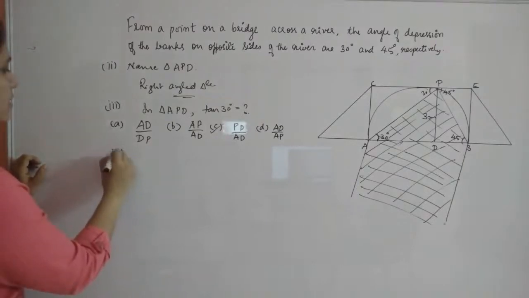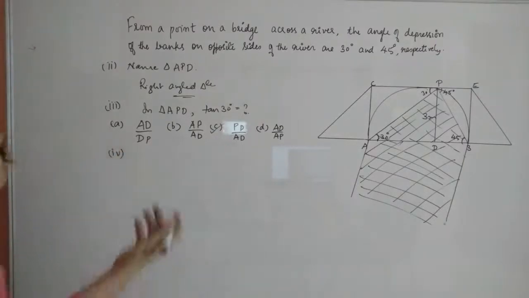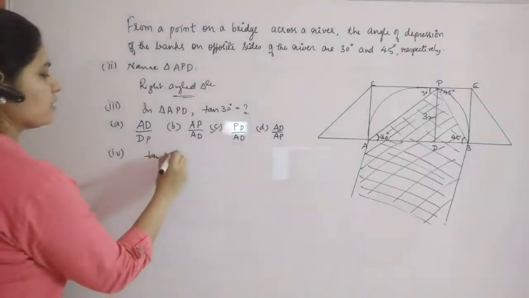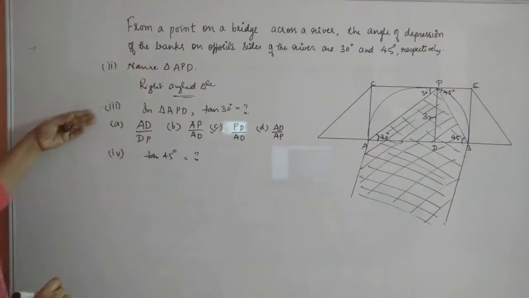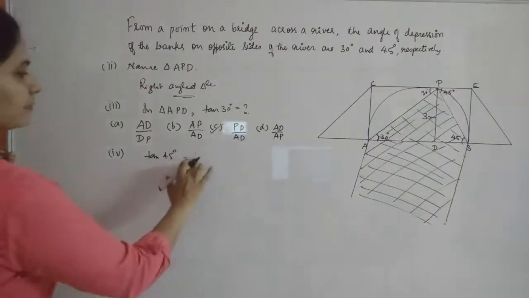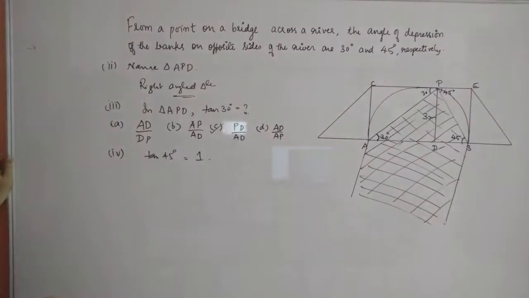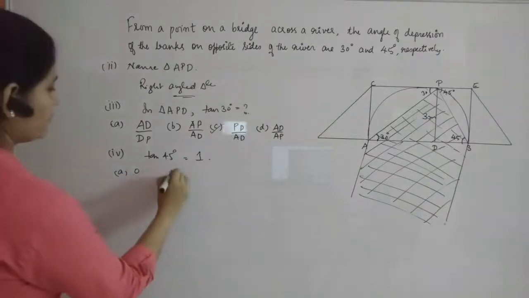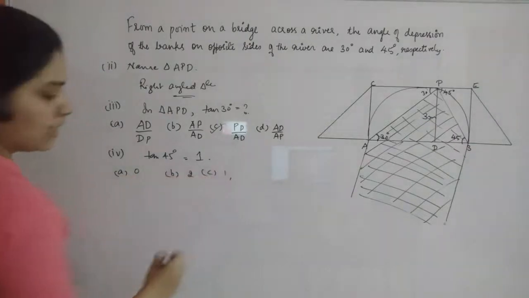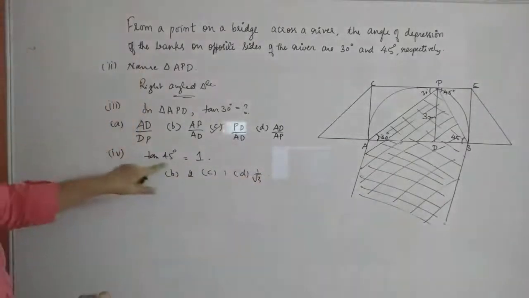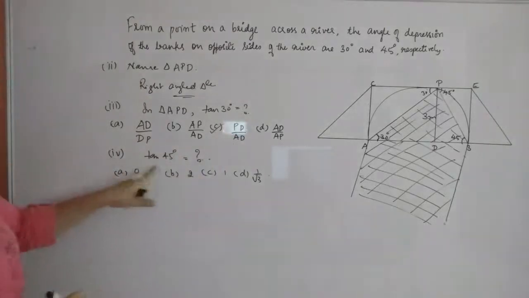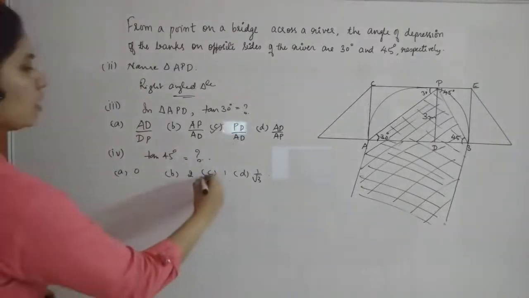Okay, the fourth one is the value of tan 45 degrees. They have asked what is the value of tan 45 degrees. That you have also done in the first subdivision, so this is easier than the first subdivision. The options are given as values: 0, 2, 1 and 1 by root 3. So you have to write the value which will come here. Tan 45 is equal to 1.